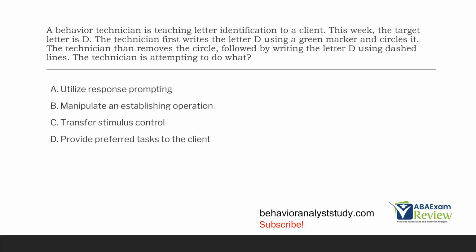If you're manipulating the stimulus prompt, here, we're manipulating the letter D. And that's a stimulus prompt. Okay, they're not using response prompting. It's a stimulus prompt. You have to know the difference, right?